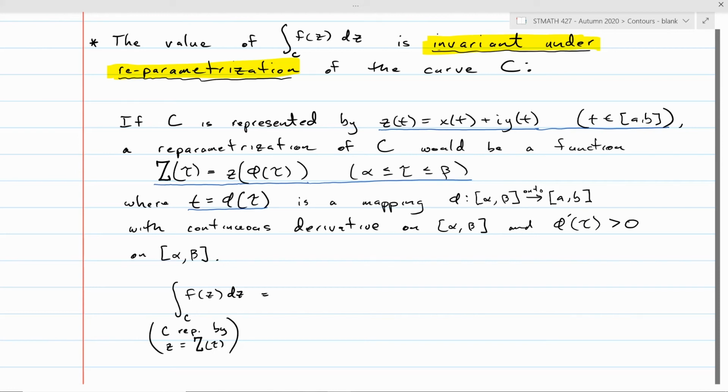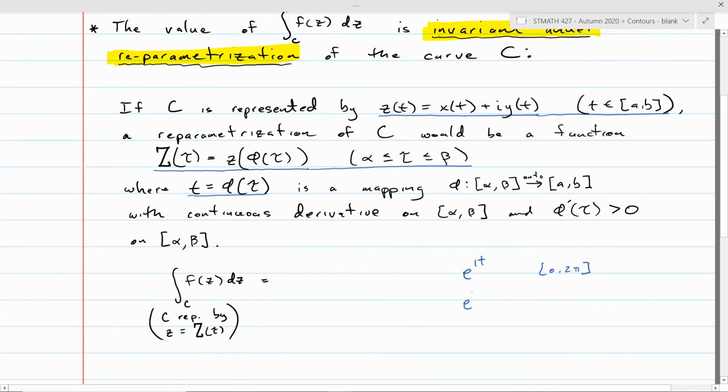So an example of this would be, if you had e to the it, that's a parameterization of the circle on 0 to 2 pi. Well, what if you did something silly, like, hey, what if I just doubled the angle? So I do e to the i times 2t, but I'll call it tau. But then tau will run on 0 to pi. So that's just like going around the circle. It's the same circle, going in the same direction and everything. It just goes twice as fast. It's still the same circle though. So that's the sort of thing we're looking at for a reparametrization.